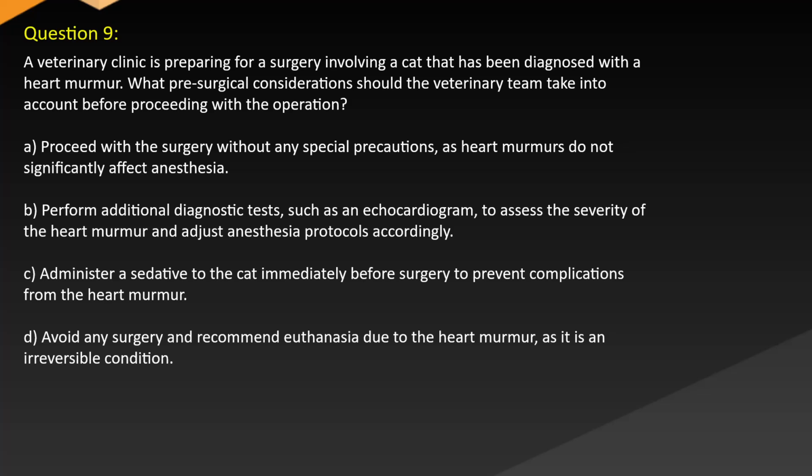A. Proceed with the surgery without any special precautions, as heart murmurs do not significantly affect anesthesia. B. Perform additional diagnostic tests, such as an echocardiogram, to assess the severity of the heart murmur and adjust anesthesia protocols accordingly. C. Administer a sedative to the cat immediately before surgery to prevent complications from the heart murmur. D. Avoid any surgery and recommend euthanasia due to the murmur, as it is an irreversible condition.